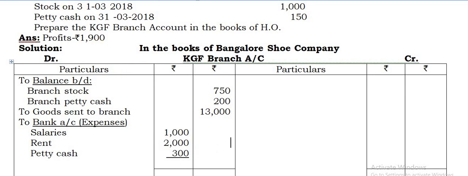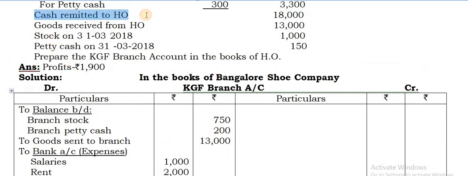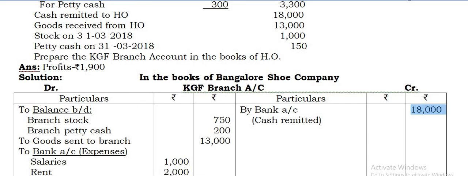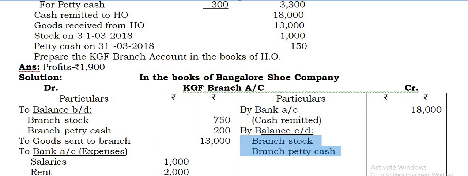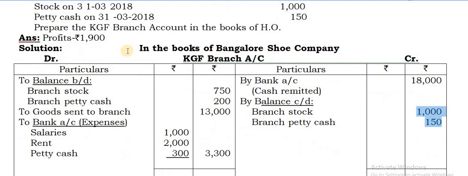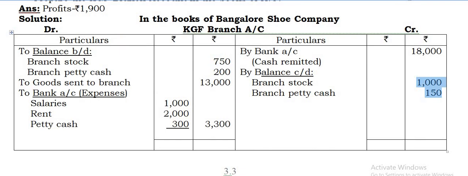Okay, those three total 3,300 in the column. Next you record this cash remitted on the debit side: by bank account, remittances, 18,000. Balance carried down, which are the two balances, stock and petty cash, 1,000 and 150. These two you can take to the account. That's so simple. Okay. Now find the difference.